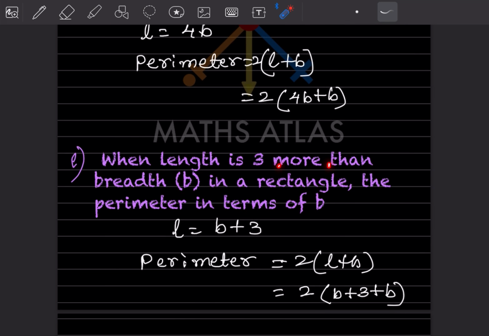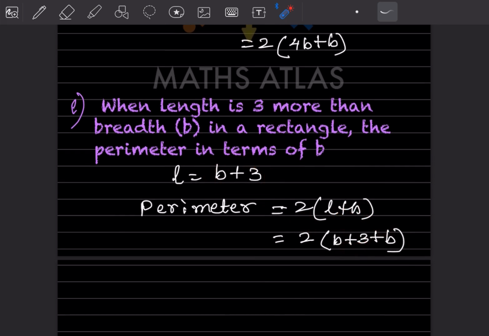When length is 3 more than breadth in a rectangle, the perimeter in terms of b. So L is equal to 3 more than b, which means b plus 3. Now you know this formula for the perimeter, twice L plus b. So 2 as it is, in place of L you are going to write b plus 3, and this b as it is. So this is the answer.